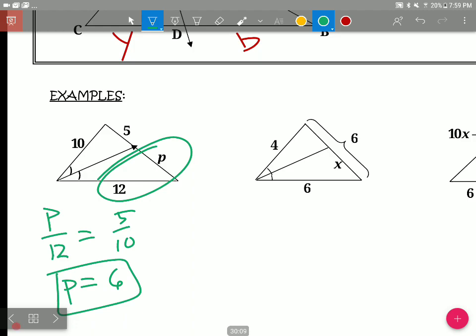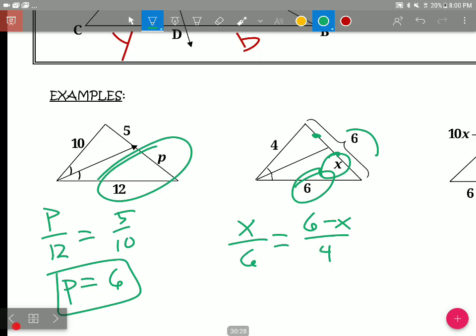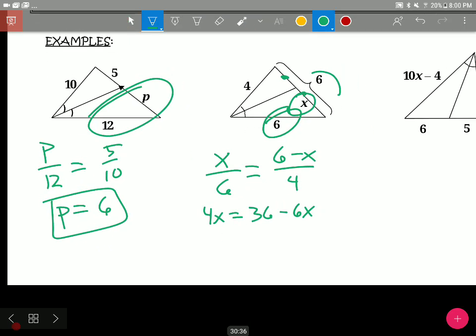The next one, I can do the same thing. Let's do x over 6. So that's x over 6 equals, what about this side? This would be the entire side minus x. So it would be 6 minus x over 4. All right, so I got 4x equals 36 minus 6x. Add that over, that's 10x equals 36, x equals 3.6. Cool, so you can do the last one on your own. Pause the video, see if you can do the last one.